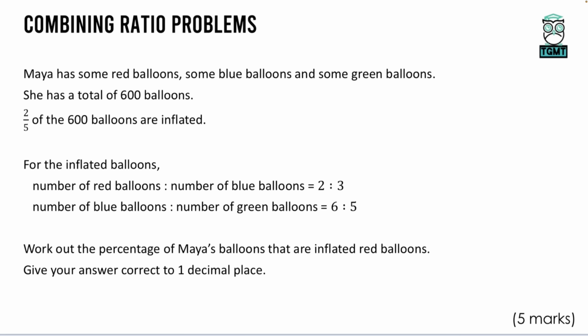And it says give your answer to one decimal place, so we know our percentage is going to be a point something. So first of all, we can work out this 2/5 of 600 to see how many are inflated. On my calculator, 600 divided by 5 is 120. So 1/5 is 120, and therefore 2/5 is double that, 240.